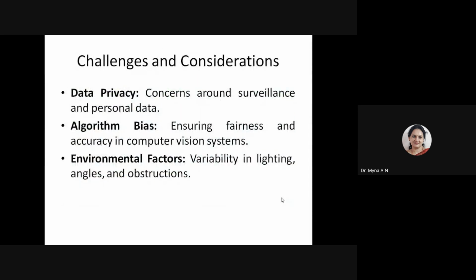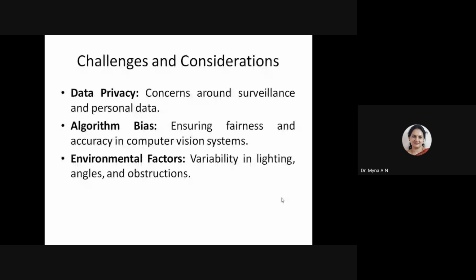Challenges and considerations. The important challenge that we face here is data privacy, because of concerns around surveillance and personal data. Cameras, as we know, are now placed everywhere, wherever we go. So concerns are related to data privacy.